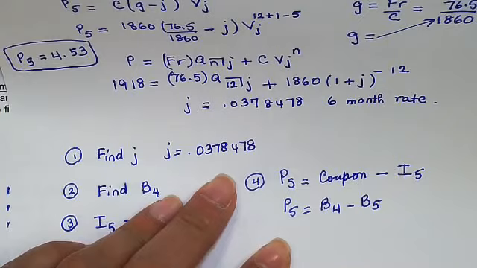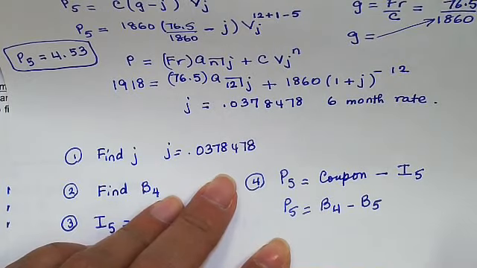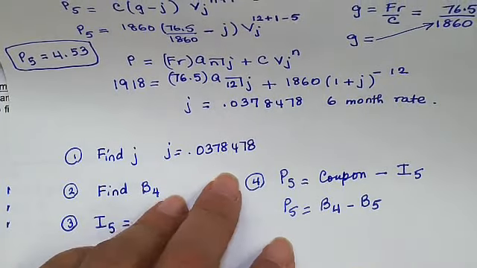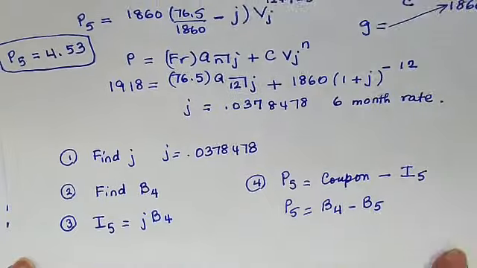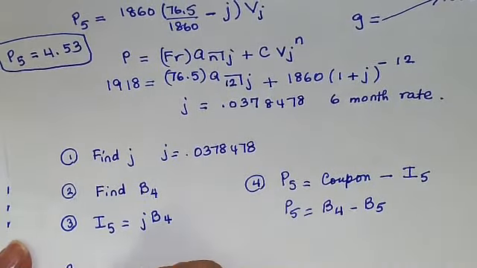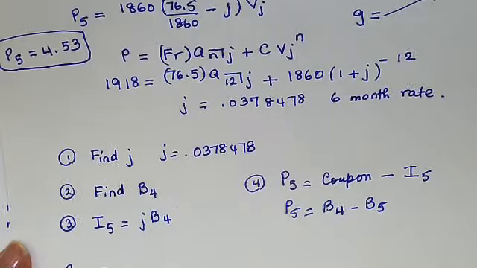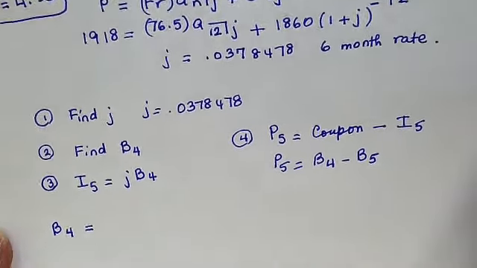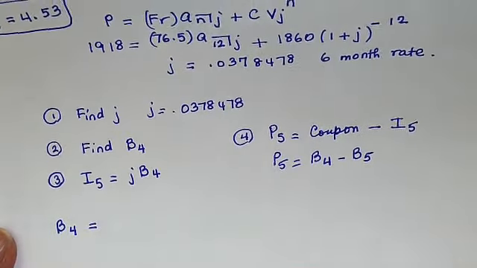I could also find P5 by going B4 minus B5. Right? Because the principal is the difference between, if you think of the amortization schedule, the OLB4 minus the OLB5.